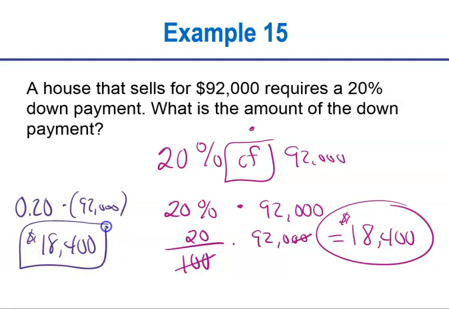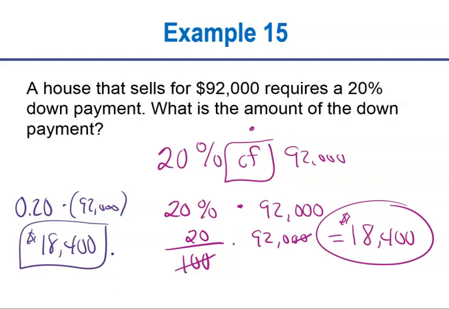Now, does that seem reasonable? Always ask yourself, is your answer reasonable? So a 20% down payment, would $18,400 seem like a 20% of 92,000? Yes, that seems completely reasonable to me. So it makes good sense for an answer.